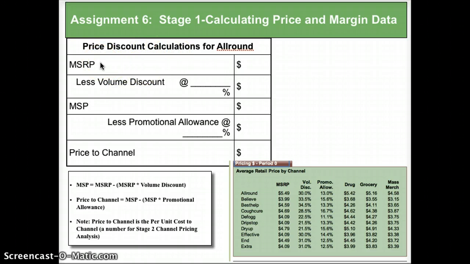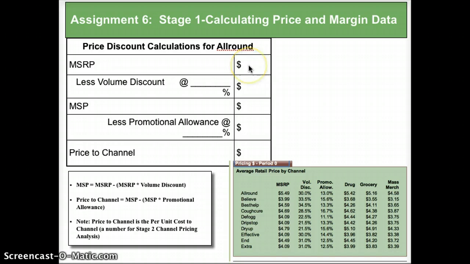The MSRP, your manufacturer's suggested retail price, that's information that you will find in your average retail price by channel report. The volume discount, also from that report. The manufacturer's selling price, MSP, is a calculation. So you'll plug your MSRP figure here, your volume discount percentage, multiply this number here times whatever your volume discount is to arrive at this dollar or cent discount here, okay?